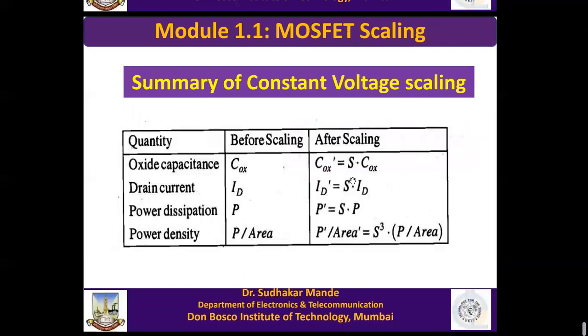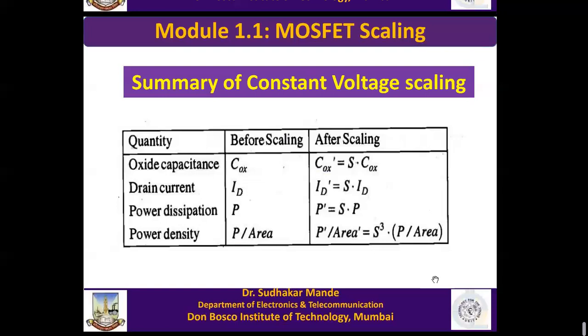Now let us see the summary of MOSFET scaling. Summary of constant voltage scaling: oxide capacitance increases by factor S, drain current ID increases by factor S, power dissipation increases by factor S, and power density increases by S cube. In constant field scaling, power density remains the same, but here it increases by S cube. I will tell you how it increases.